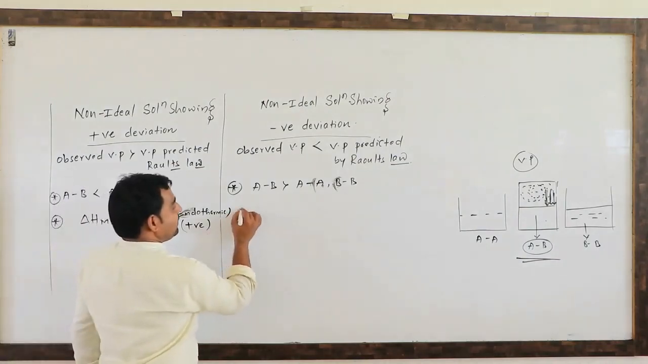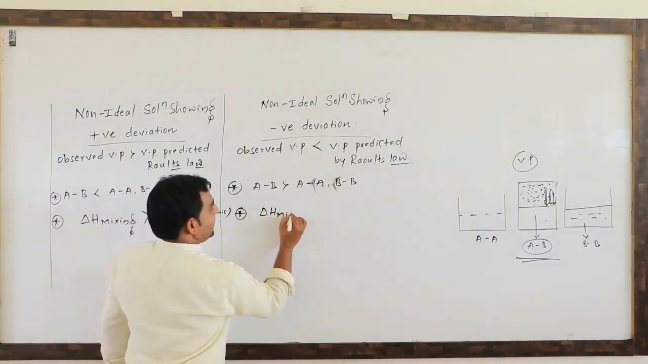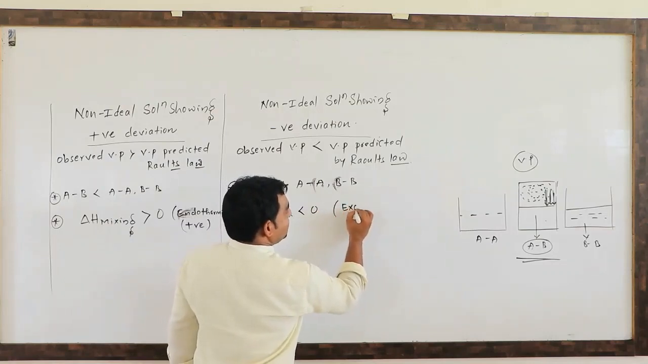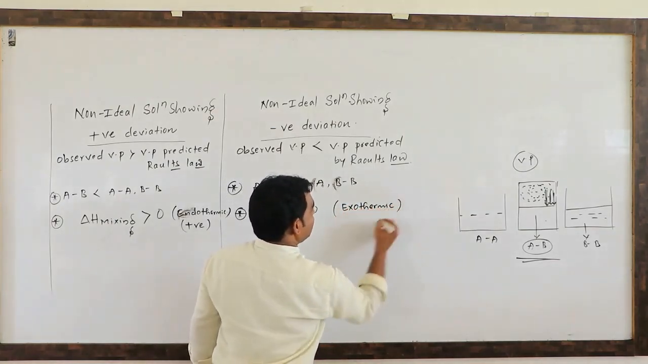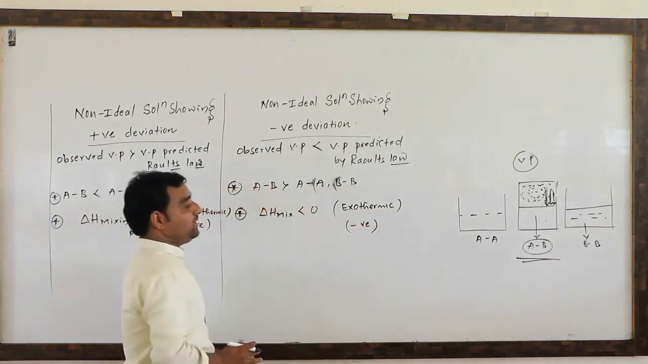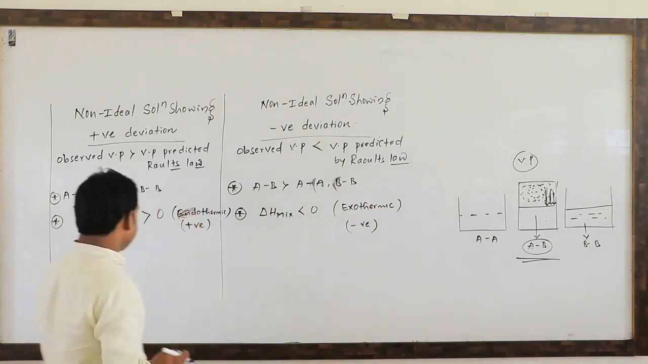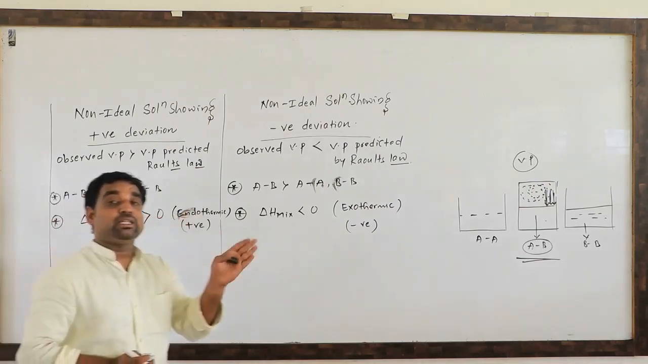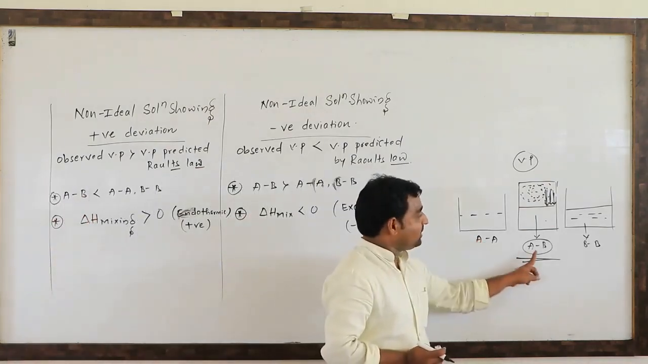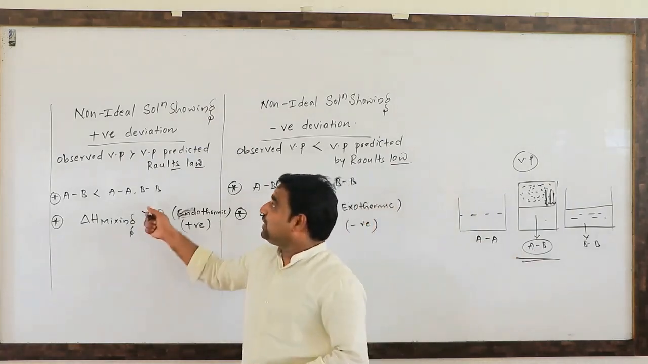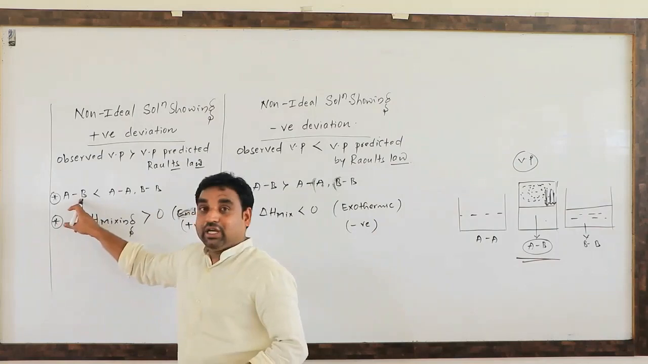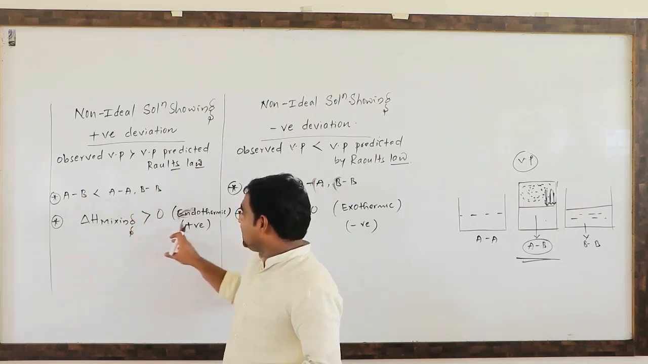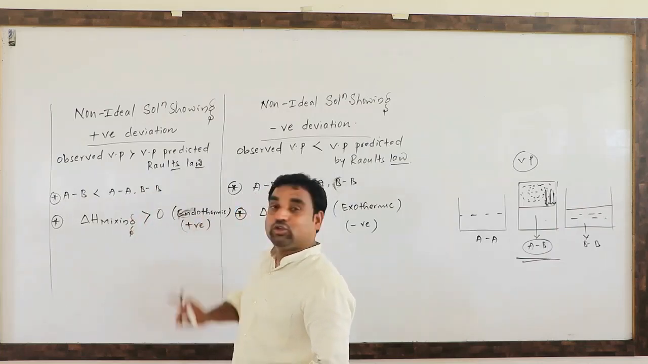But in the case of negative deviation, delta H mixing, the change in enthalpy, is less than 0. It means the process is exothermic. Less than 0 means negative, and negative energy means an exothermic process. Here, delta H mixing greater than 0 means we have to give energy to break the AA and BB interactions, because AB interactions are weaker in positive deviation solutions. Weaker AB interactions mean we have to give more energy to break these bonds. Giving more energy means it is positive, which we call an endothermic process.